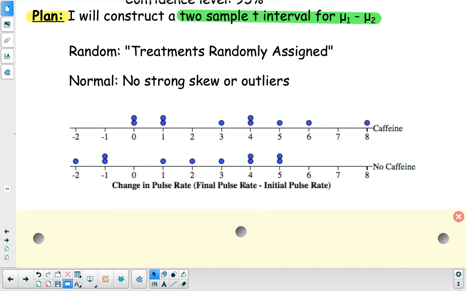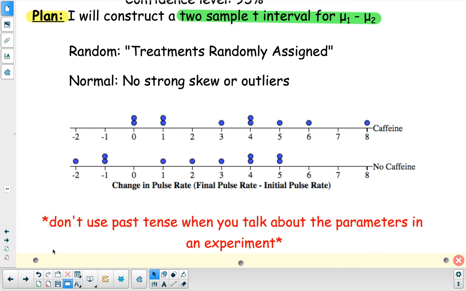Make sure you label your dot plot. Change in pulse rate, final pulse rate minus initial pulse rate. And these are the values. So it looks like caffeine had a higher maximum, but of course we'll see if the difference in the two sample means is surprising. Now be careful to use past tense when you talk about the parameters in an experiment.